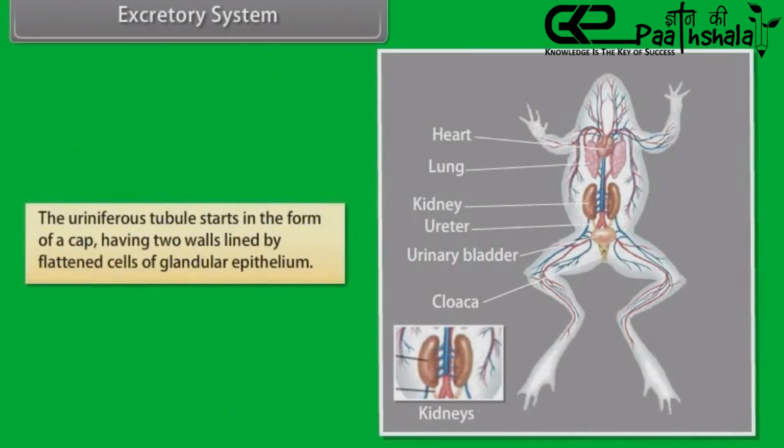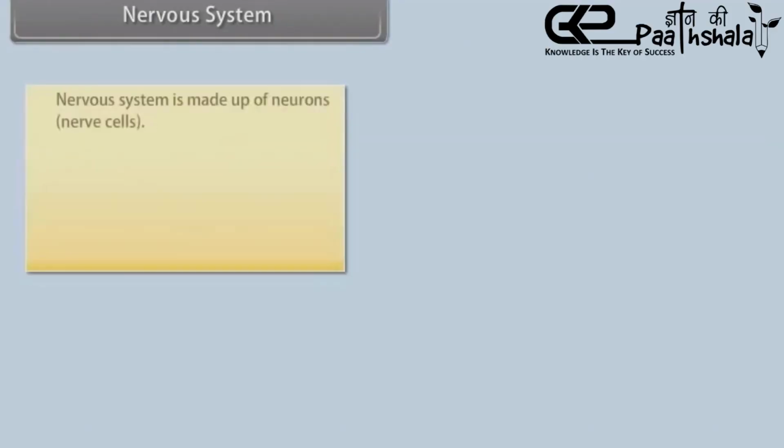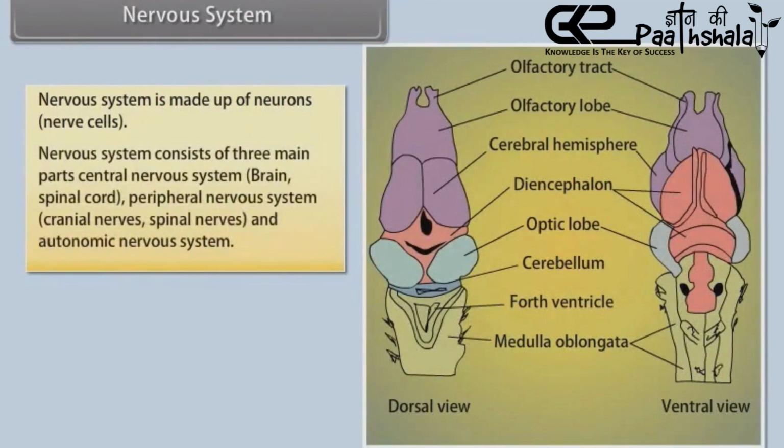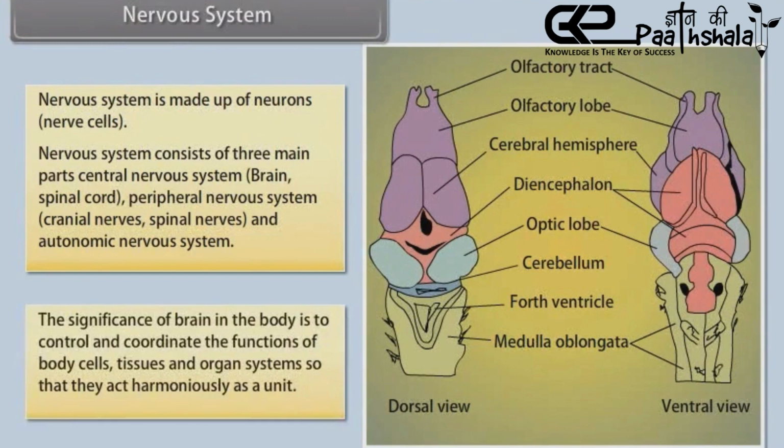The uriniferous tubules start in the form of a cap, having two walls, lined by flattened cells of granular epithelium. Nervous system. The nervous system is made up of neurons, that is, nerve cells. The nervous system consists of three main parts: central nervous system, brain and spinal cord; peripheral nervous system, cranial nerves and spinal nerves; and autonomic nervous system. The significance of the brain in the body is to control and coordinate the functions of body cells, tissues, and organ systems so that they act harmoniously as a unit.